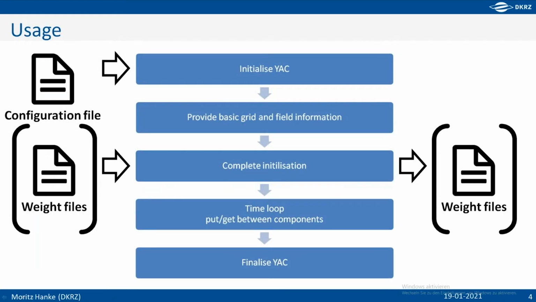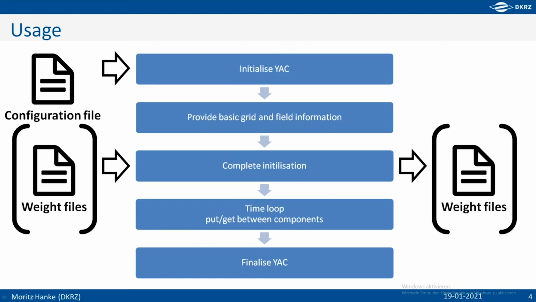So how do you use it? In your model run, you start by initializing YAC on all processes. For the initialization, YAC requires the configuration XML file, which needs to be the same on all processes. Then each process provides information about its part of the grid and what fields it locally has, and where the field is located, whether on the cell or a corner of a cell, and if it is on a cell, if it is at the middle point of the cell or at some edge or something. And once all required information is provided, you tell YAC to complete the initialization.